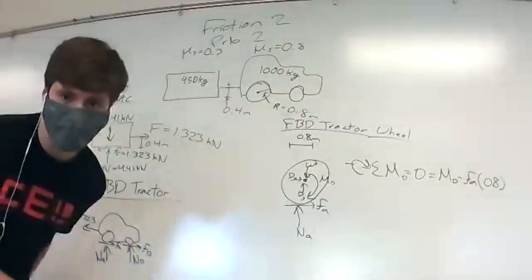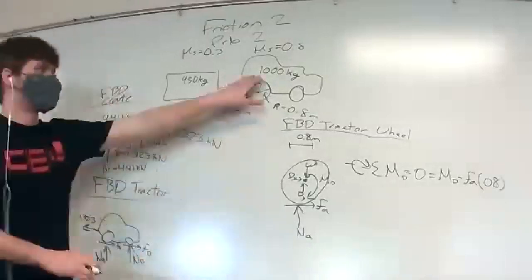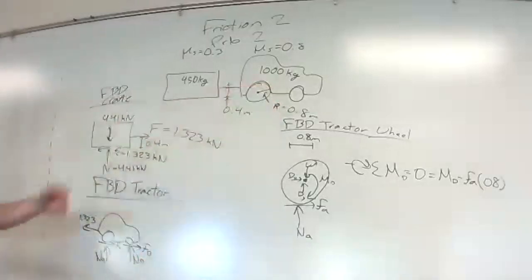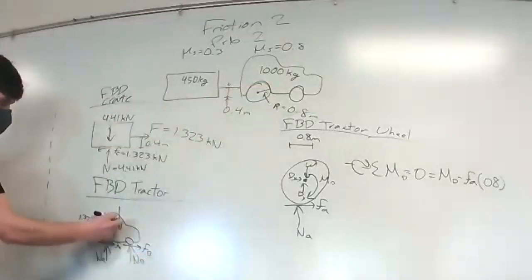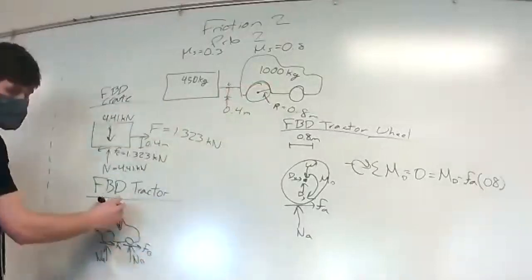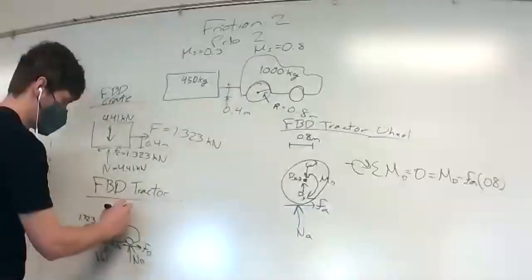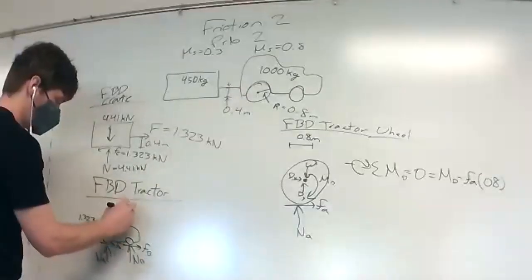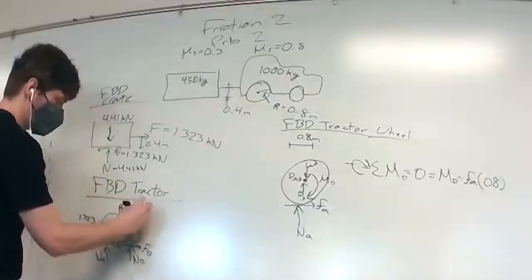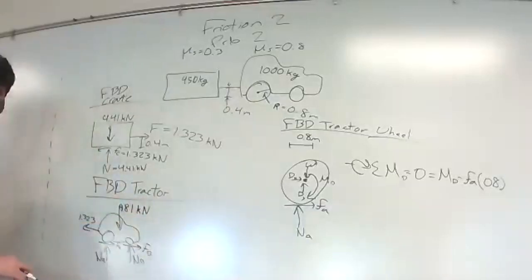And then we have the entire weight of the tractor, which is 1,000 kilograms times 9.81. This comes out to be 9.81 kilonewtons, the weight of this tractor.